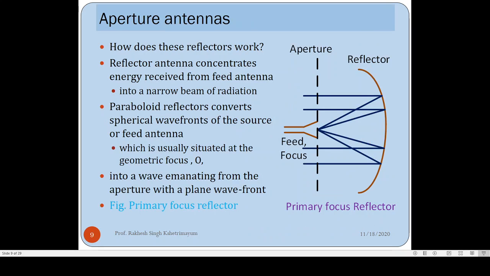So how do these reflectors work? I have given you an idea. Basically, the wavefronts coming from the feed antenna at the focal point of the prime focus reflector antenna are spherical wavefronts, but after reflecting from this reflector, all those spherical wavefronts are converted into plane wavefronts at the aperture plane. So that's how it works.